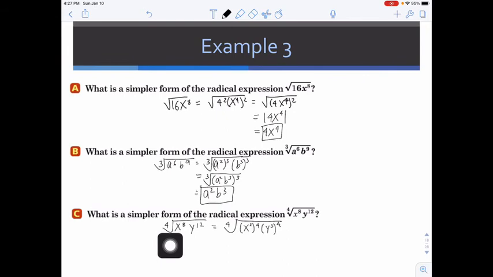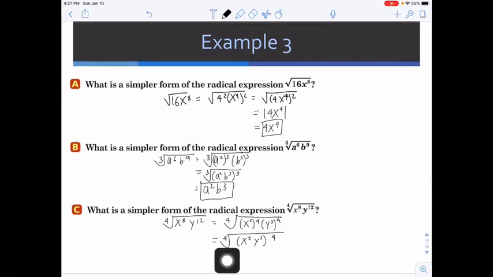For part C, we have a 4th root, so we want to rewrite the radicand with powers of 4. So x to the 8th can become x squared to the 4th power, and y to the 12th can become y cubed to the 4th power. Now we can combine the x squared and the y cubed into one set of parentheses since they are both being raised to the 4th power. This gives us the 4th root of x squared y cubed to the 4th power.